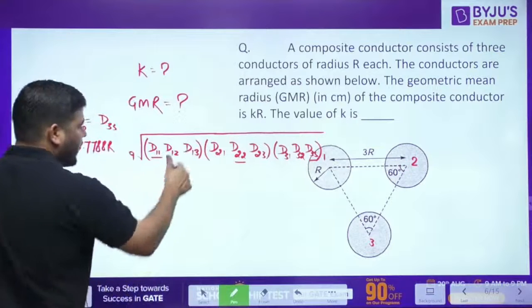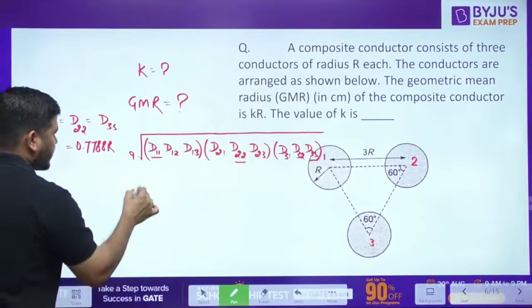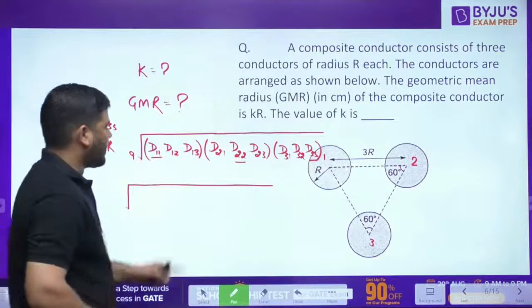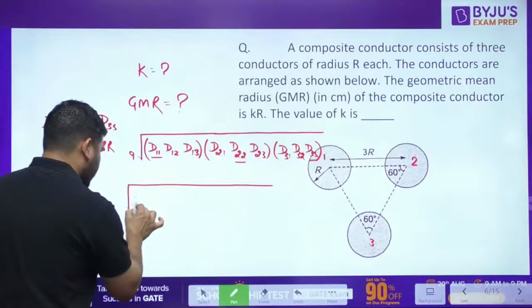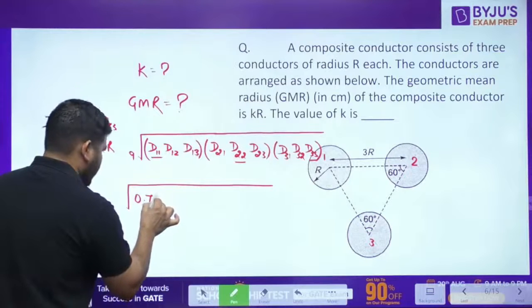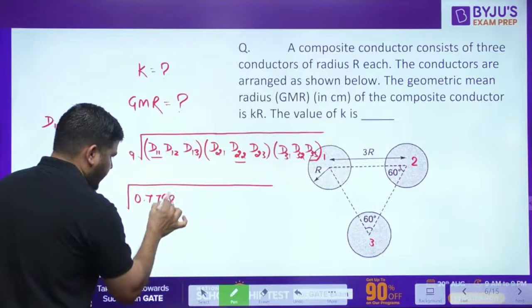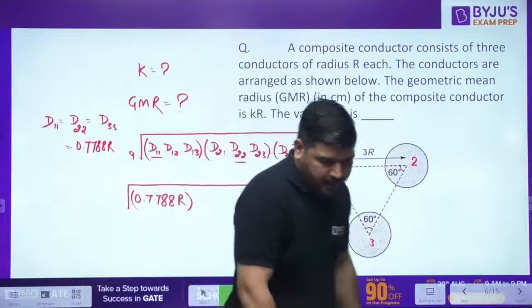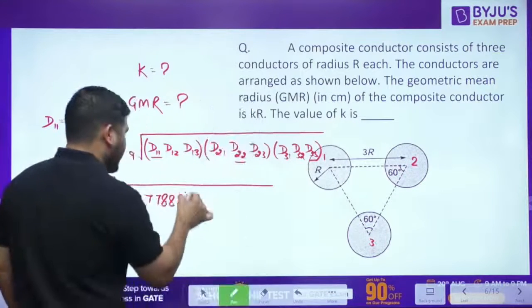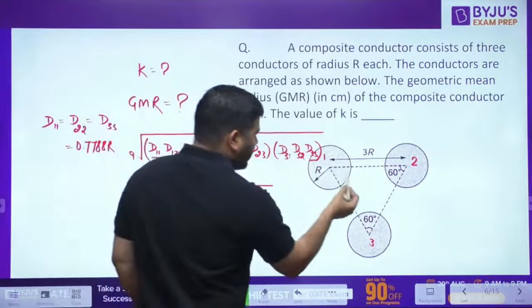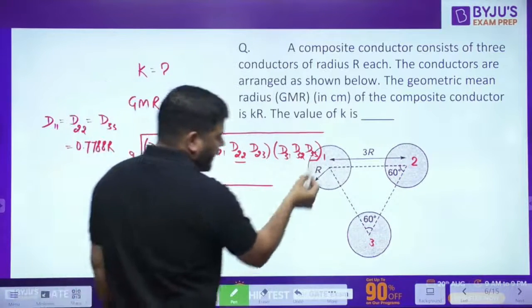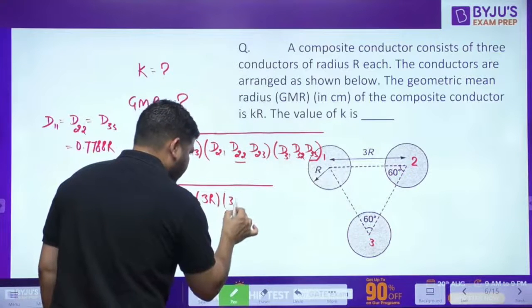Now what is this quantity? This is my GMR. So let's put these values. What is D11? D11 is 0.7788 R. Now what is D12? D12 is 3 R. And what is D13? This is again 3 R.